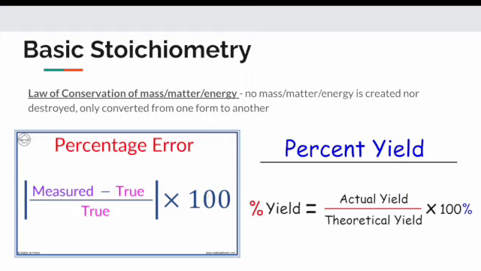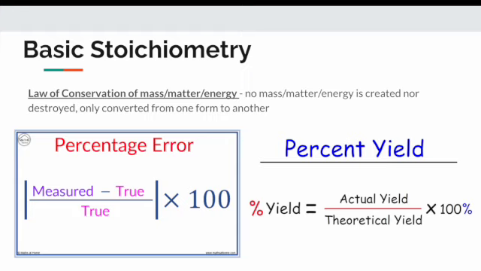All right. Law of conservation of mass, matter, and energy. I'm sure if you've taken any science class at our school, you should have heard this before. It's covered in physics, chemistry, and living environment, I'm pretty sure, and earth science, I think. All right, so mass and energy are neither created nor destroyed. They're only converted from one form to another. Yeah, but the more important part of this slide is percent error and percent yield.